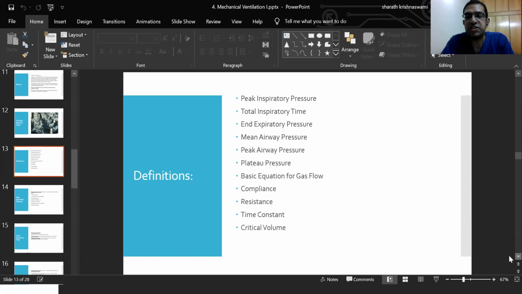Now, there are a few definitions that one must know while dealing with a patient who's undergoing mechanical ventilation. These are the peak airway pressure, the total inspiratory time, the end expiratory pressure, the mean airway pressure, and the plateau pressure. You will also have to know the basic equation for gas flow, the compliance of the patient's lungs, the resistance of a patient's lungs, the time constant, and the critical volume.